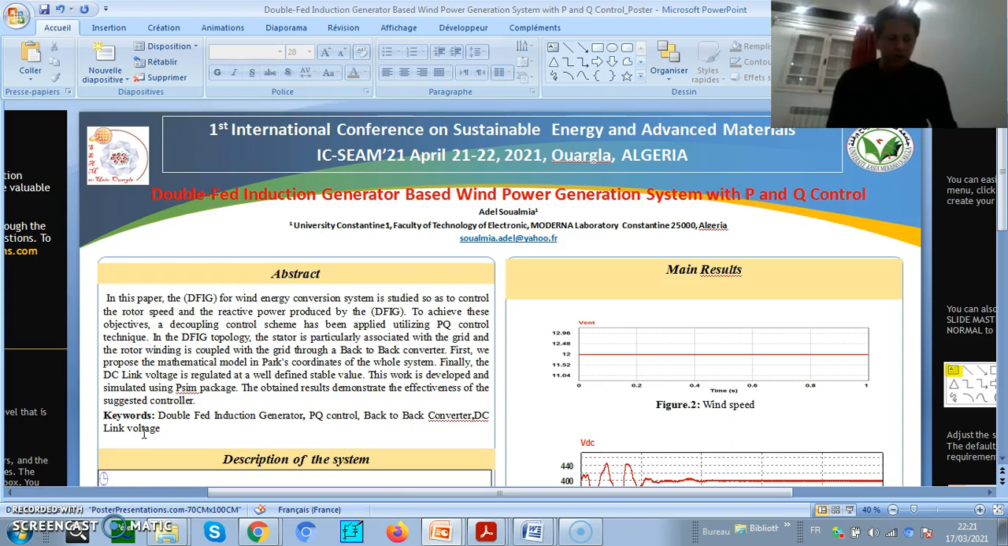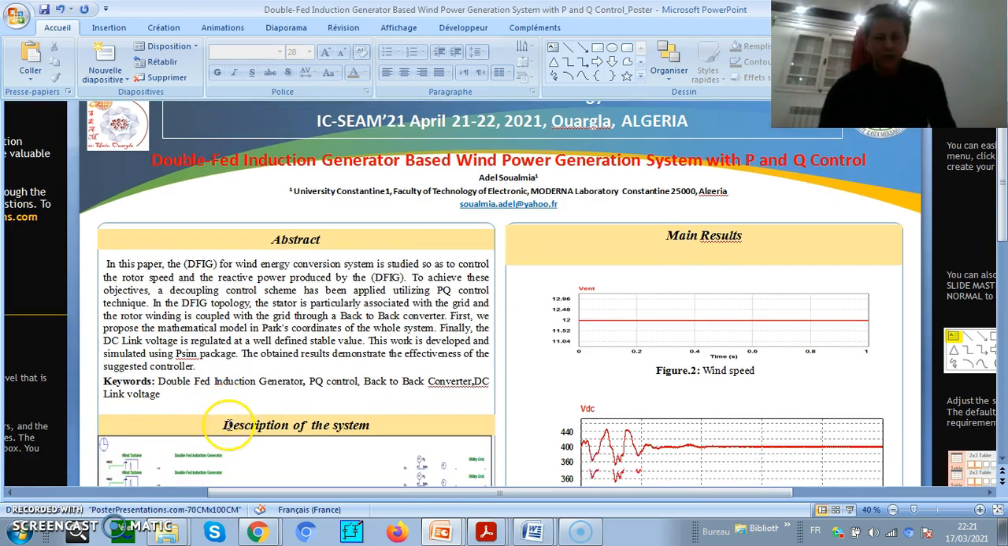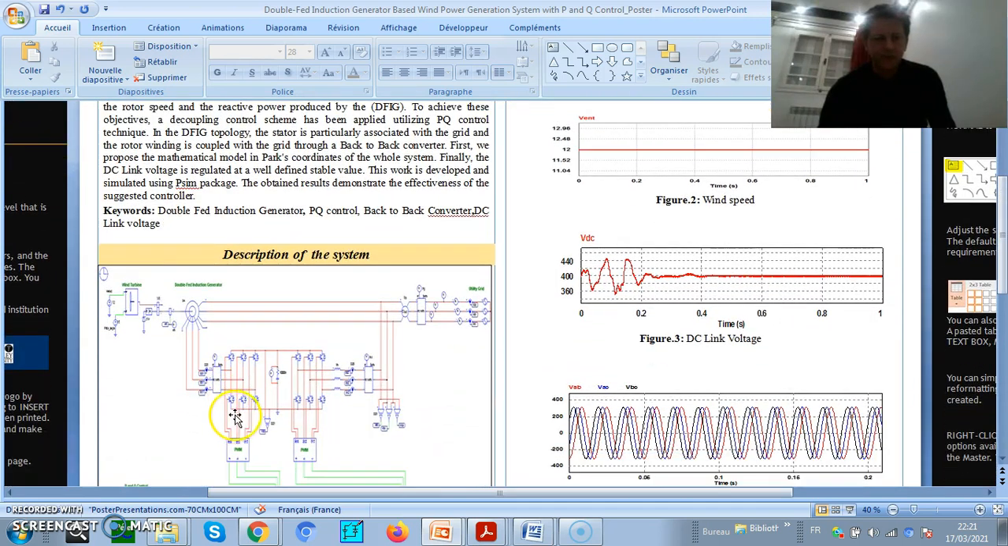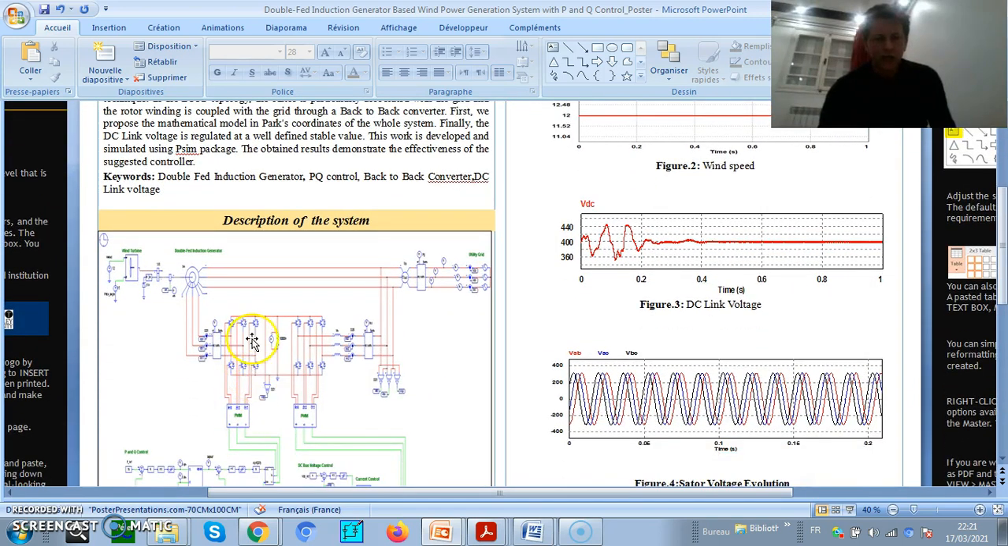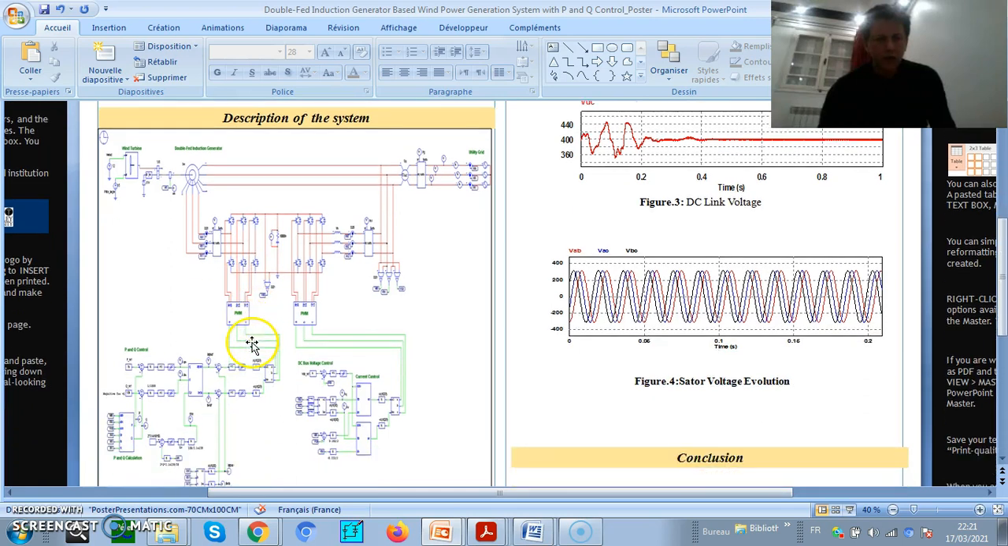Moving now to the next point. Defining the wind power system model. The description of the system. We have here the whole system that contains the wind turbine and the back-to-back converter and its control. So here is the control strategy.